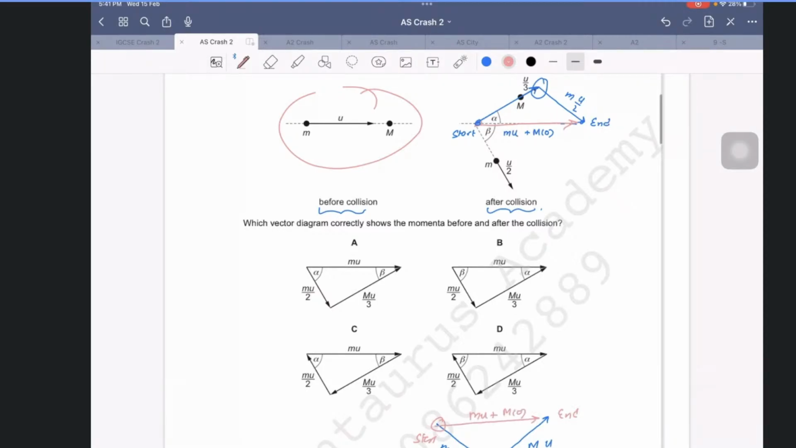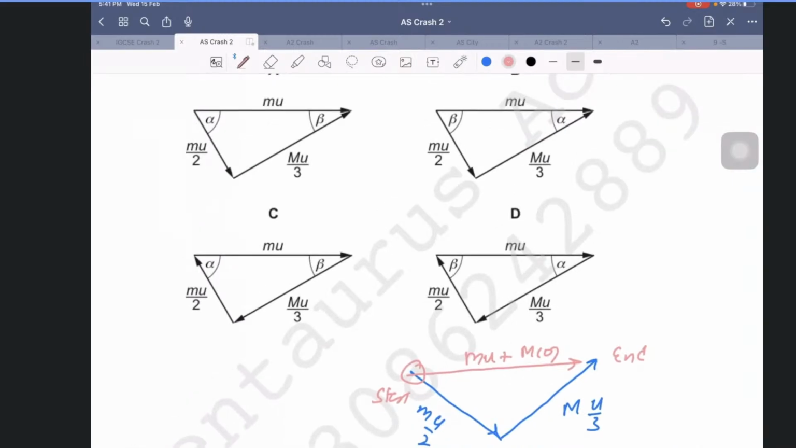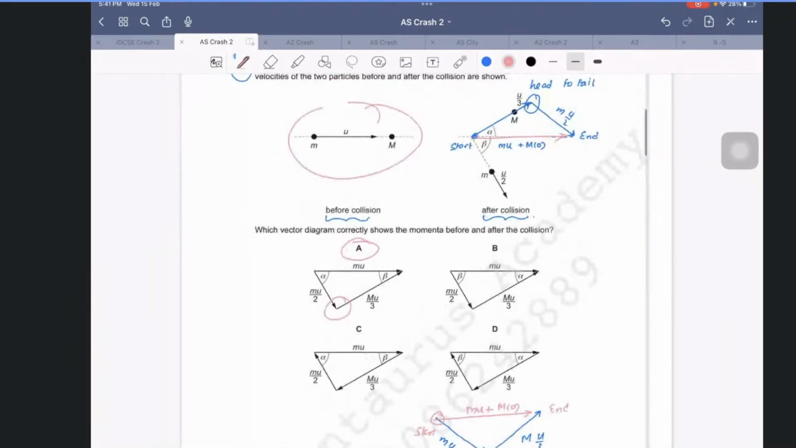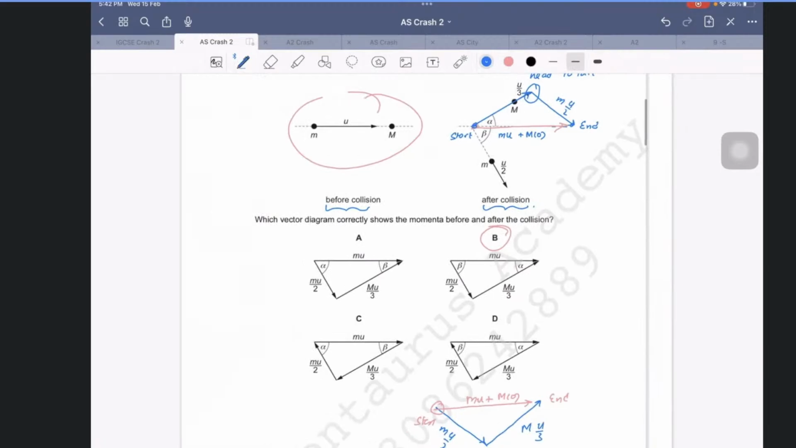Now in this one, let's check which one is correct. I believe this vector a should be the right answer. Is that clear, everyone? Or is it? No, it's not a, it's b actually. The difference between a and b is that this angle has to be beta, and the angle is right next to mu2, so this is correct. In this one it was alpha, which was right here. That is wrong. That's why b is the correct answer.